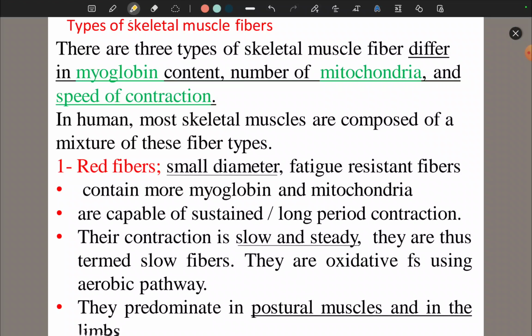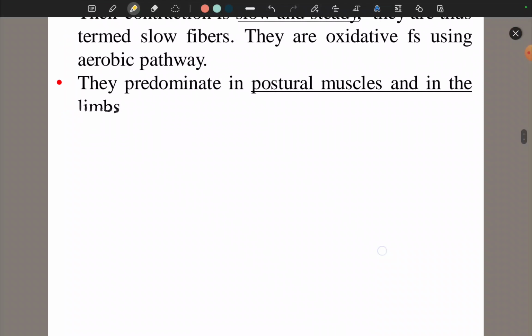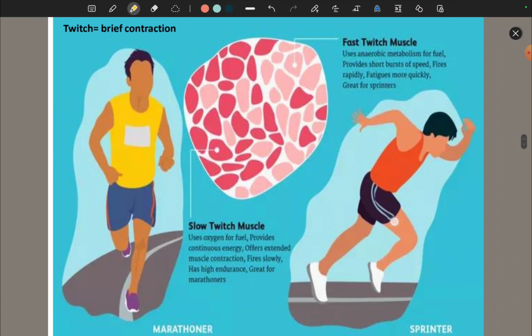This image shows the same muscle containing both types of fibers, red and white. The red fibers are slow twitch muscles, they contract slowly, and they use oxygen. That's why they are called aerobic. And the oxygen is maintained through ATP. Usually they are used for the marathon runner.